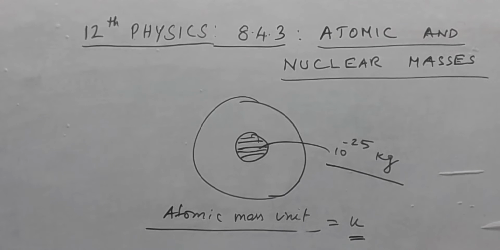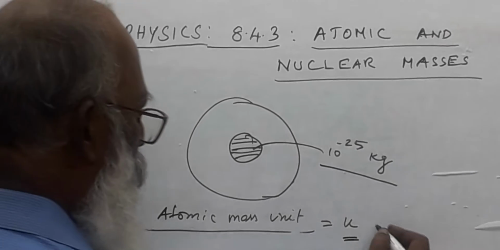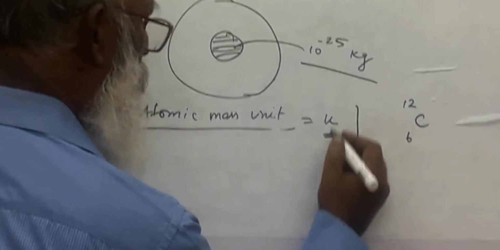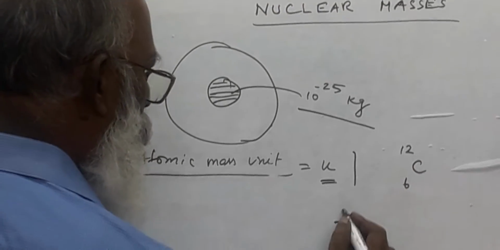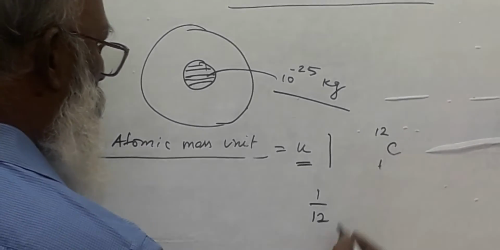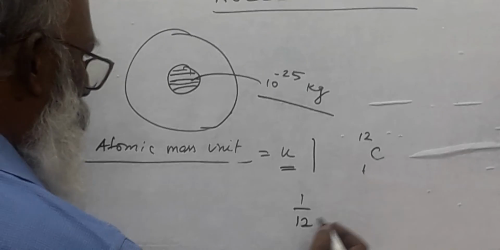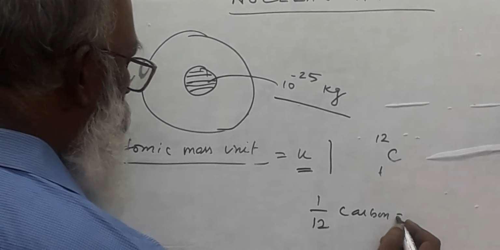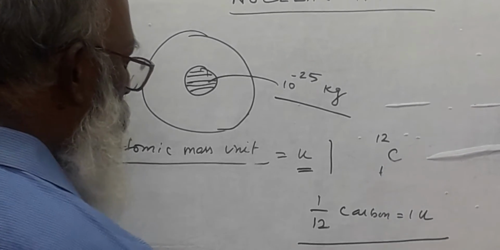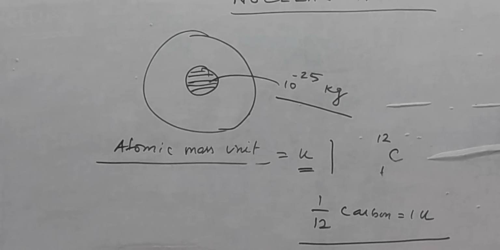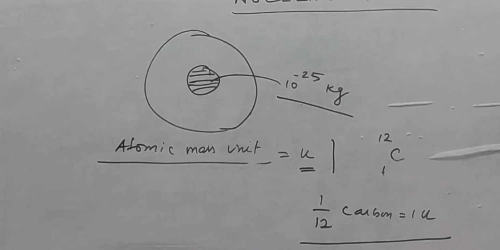That's why we must know what the value of u is. So, what is the value of u? When you consider the carbon atom 6C12, u is nothing but 1/12th of the mass of the carbon atom. That is equal to 1 u. This is the basic equation. So 1/12th of the mass of a carbon atom is equal to 1 atomic mass unit.